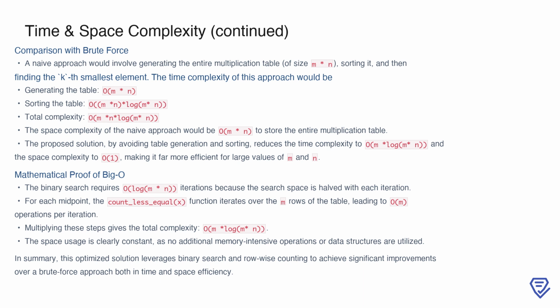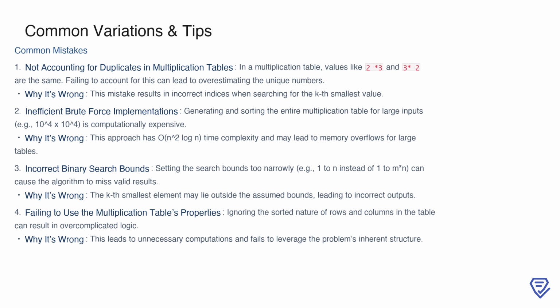With this, we achieve a highly efficient solution in both time and space, making it far superior to the brute force alternative. Here we outline some common mistakes that can arise when solving this problem. First, not accounting for duplicates in the multiplication table is a frequent error. Since values like 2 times 3 and 3 times 2 are identical, failing to handle these duplicates can lead to overestimating the unique numbers in the table. This impacts the accuracy of our index calculations, making it harder to correctly pinpoint the kth smallest value.